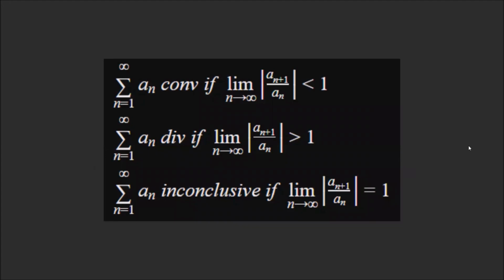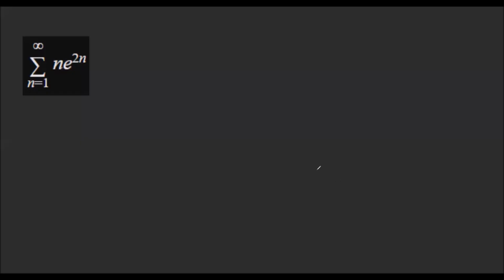The infinite series of a sub n will converge if the limit as n approaches infinity, absolute value of a sub n plus 1 over a sub n is less than 1. So for a sub n plus 1, you just replace every instance of n with n plus 1. The infinite series a sub n will diverge if the limit as n approaches infinity, absolute value of a sub n plus 1 over a sub n is greater than 1. And if it happens to be equal to 1, then it is inconclusive, and you should use a different test.